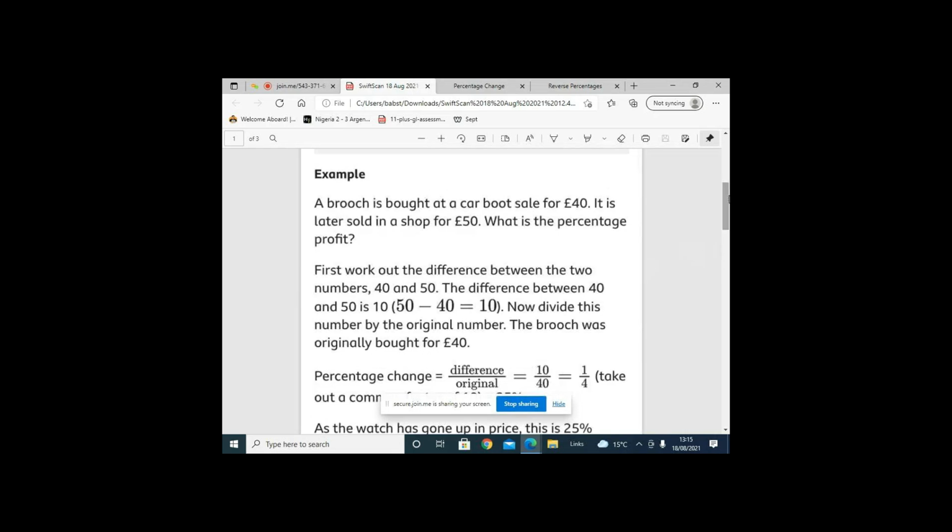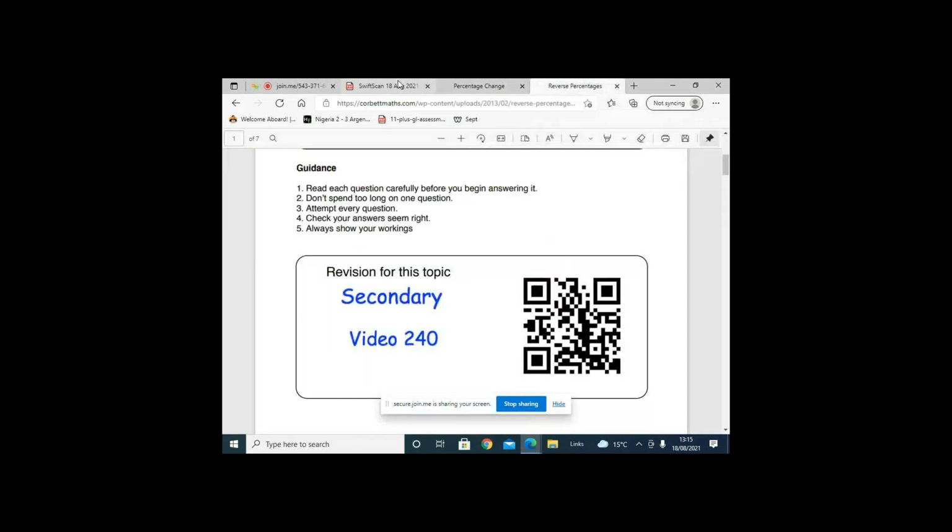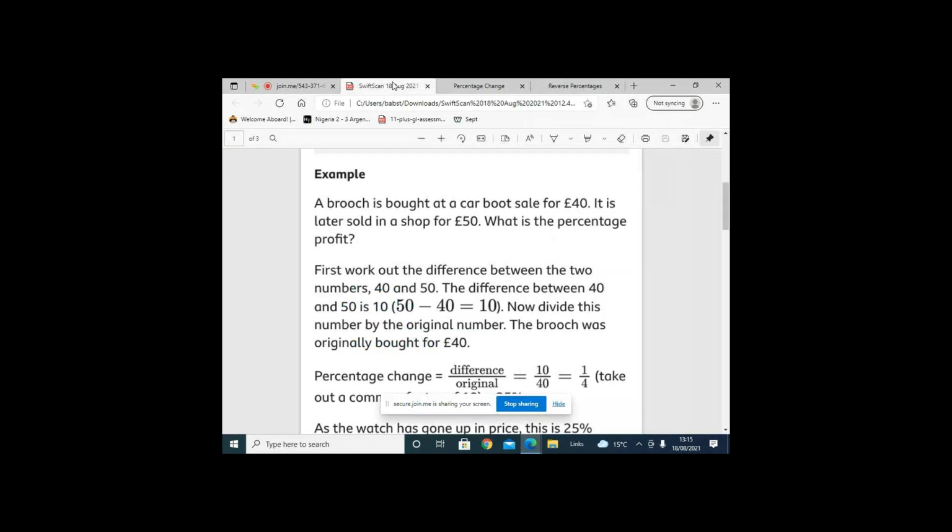Let's look at this first example. A brush is bought at a car boot sale for £40 and it's later sold for £50. What is the percentage profit? Like I told you earlier, you have to work out the difference first. The difference between 50 and 40 is 10. That's the change. You now divide it by the original amount.